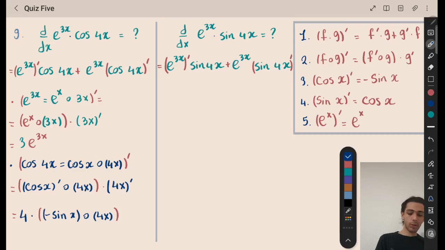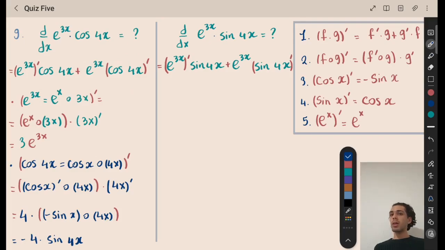Of course, this is the function. So we're multiplying. I hope it's okay if I take the power outside. And if you want to plug in 4x inside of sine x, you just get minus 4 times sine of 4x. So the derivative of this is not negative sine 4x. It's negative 4 sine 4x.